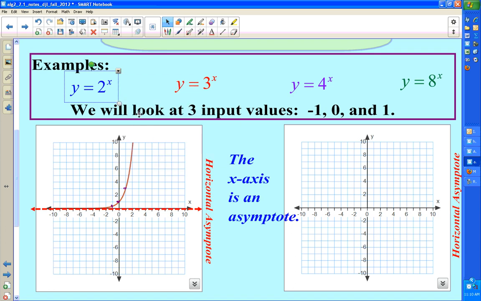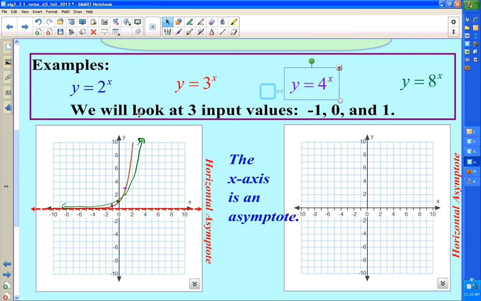It doesn't want to let me graph y equals 2 to the x, so I'll do that freehand for you. That graph is going to go through, we'll do it in green, -1, 1/2, 0, 1, and 1, 2. So that graph is going to go like this, in green. Very similar to the one in red.